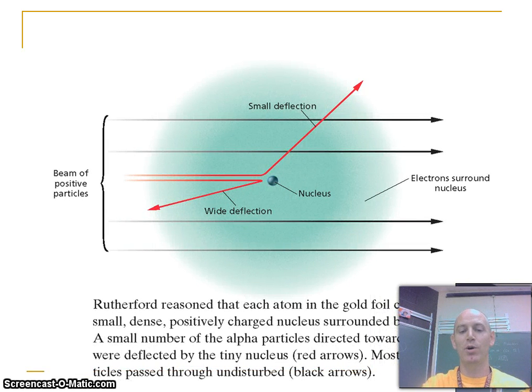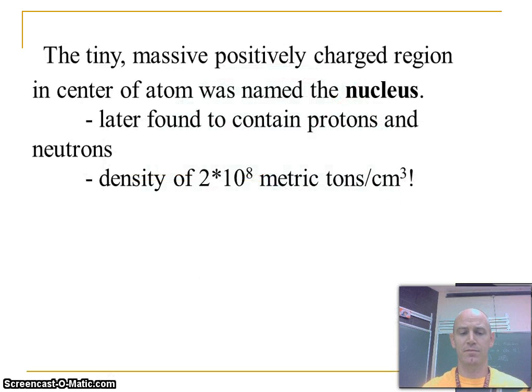And so we can see most of the particles passed right on through. Okay, but very few were right on track, hit that nucleus and either bounced straight back or deflected off. So this tiny, massive, positively charged region was called the nucleus.